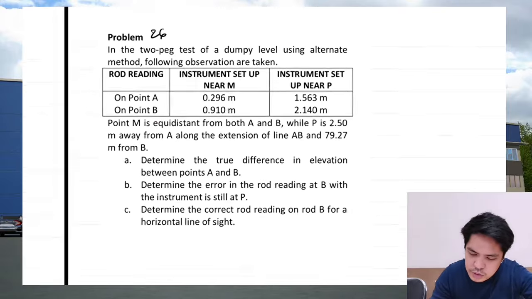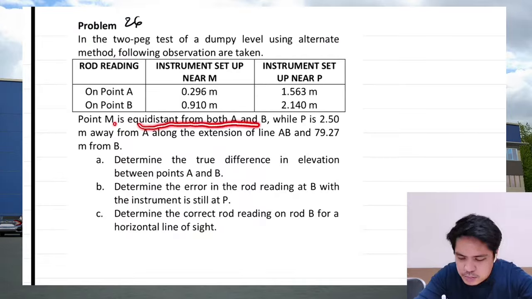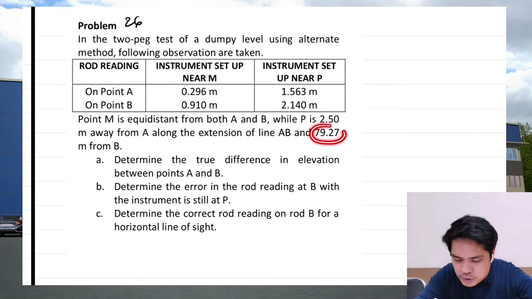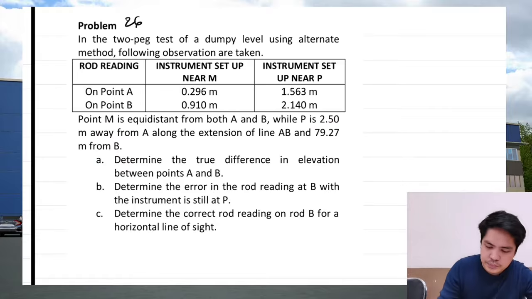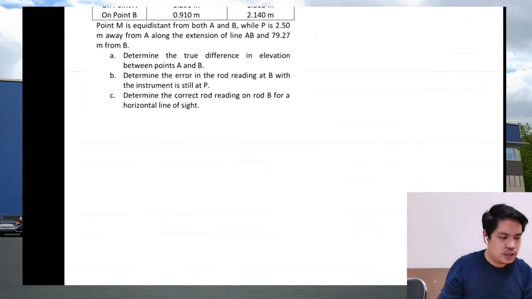So according to this problem, point M is equidistant from both A and B, while P is 2.5 meters away from A along the extension line of AB and 79.27 meters from B. Okay? So, illustrate muna natin yung situation.